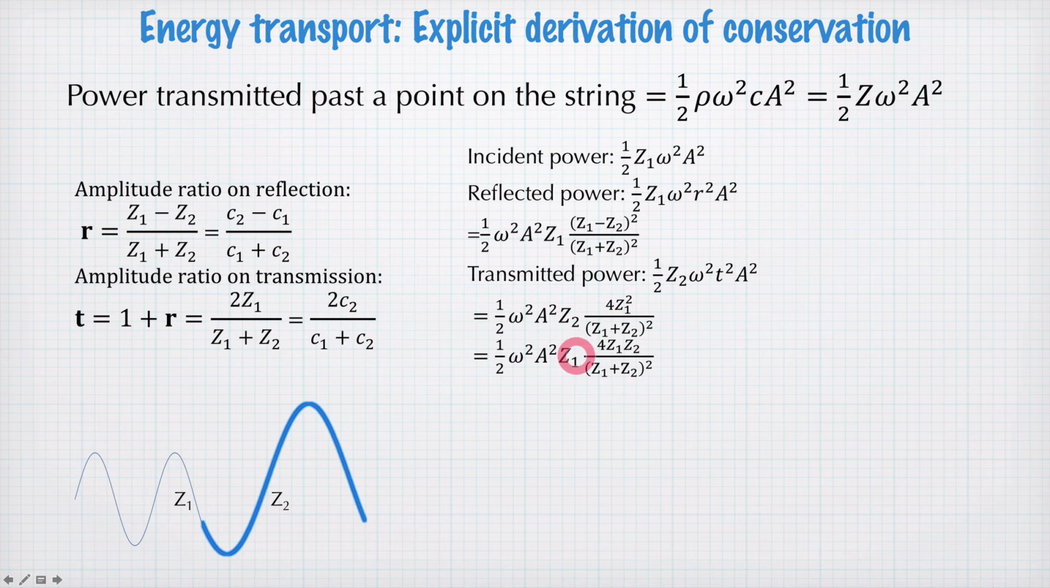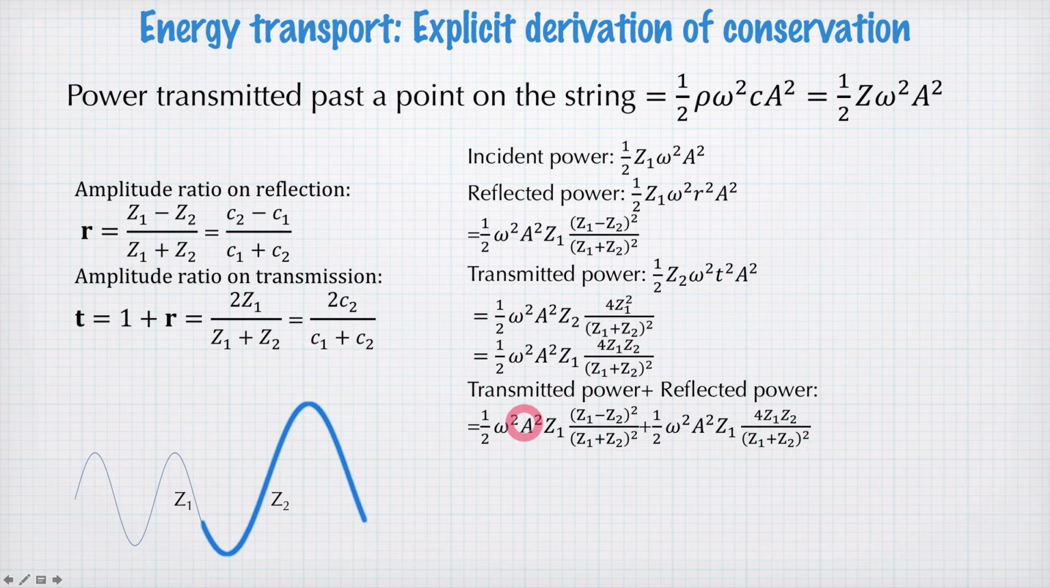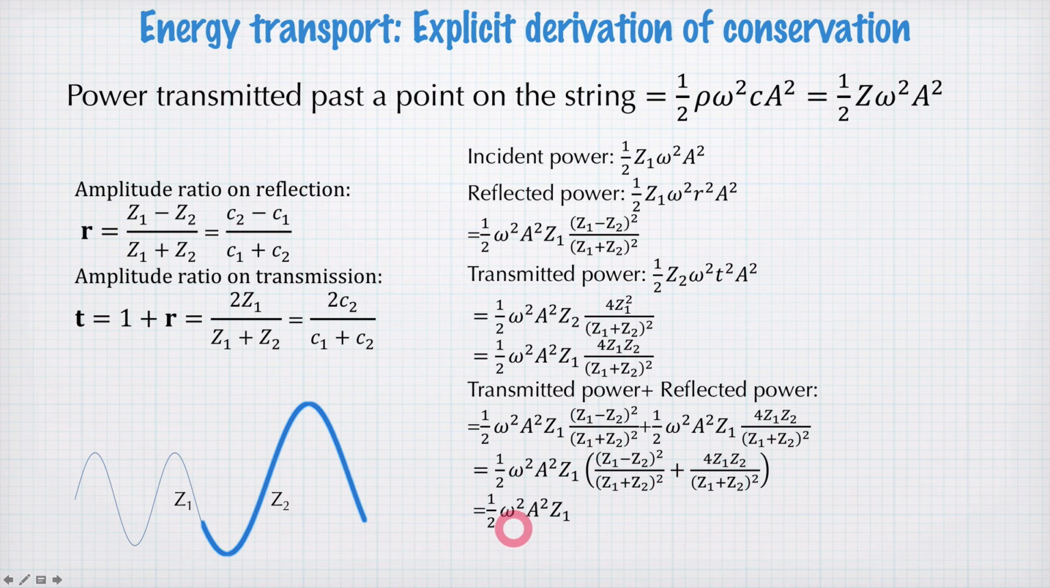And I'll rearrange a little. I'll bring a factor of Z1 down here and bring the factor of Z2 up on top of this fraction like this. Now if we add the reflected and transmitted powers together, we get this, which we can take out a factor here of a half omega squared a squared Z1, and these two things add up to 1, as it turns out. And so the transmitted power plus the reflected power is equal to half omega squared a squared Z1, which was the incident power.